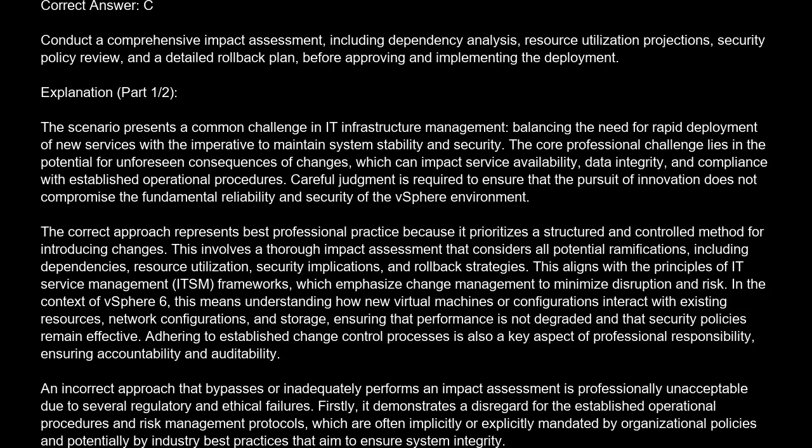The correct answer is C. Conduct a comprehensive impact assessment, including dependency analysis, resource utilization projections, security policy review, and a detailed rollback plan before approving and implementing the deployment. Explanation. The scenario presents a common challenge in IT infrastructure management, balancing the need for rapid deployment of new services with the imperative to maintain system stability and security.